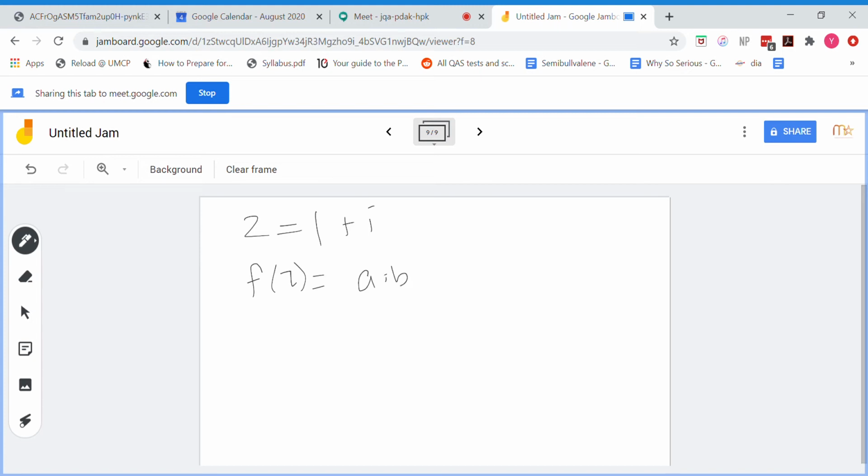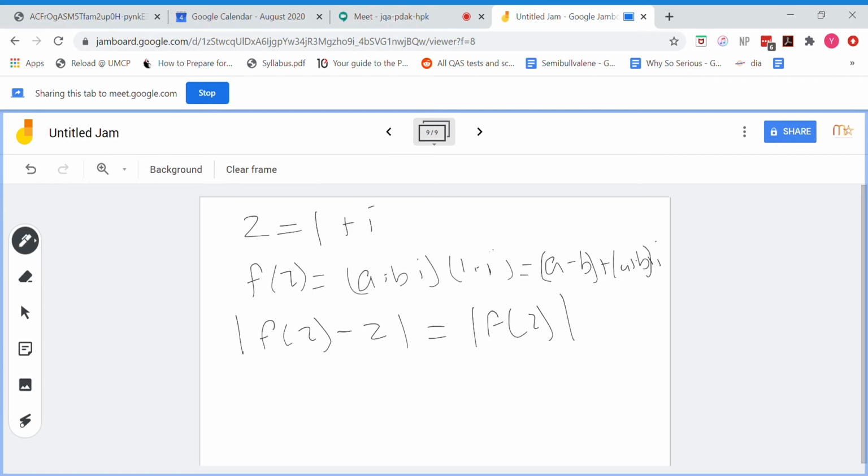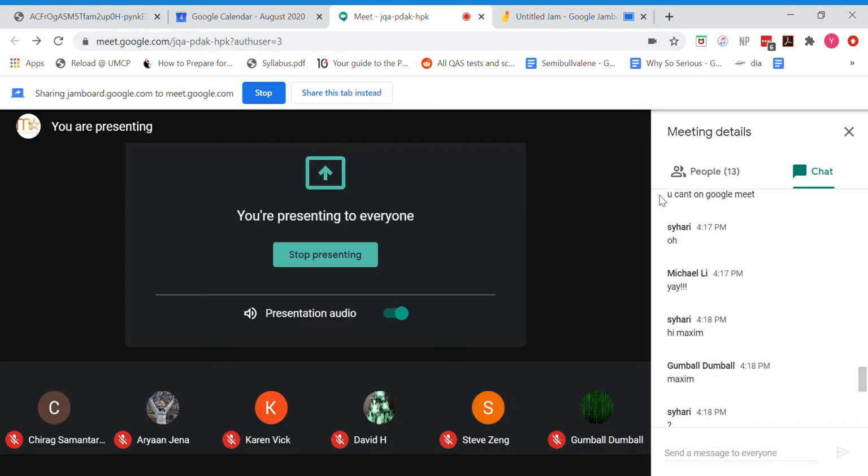a plus bi times 1 plus i equals a minus b plus a plus b times i. Right? And then we have the magnitude of f of z minus z must equal the magnitude of f of z. And so we can solve this too, and then it will give us the same answer. Right? Any question on that question?